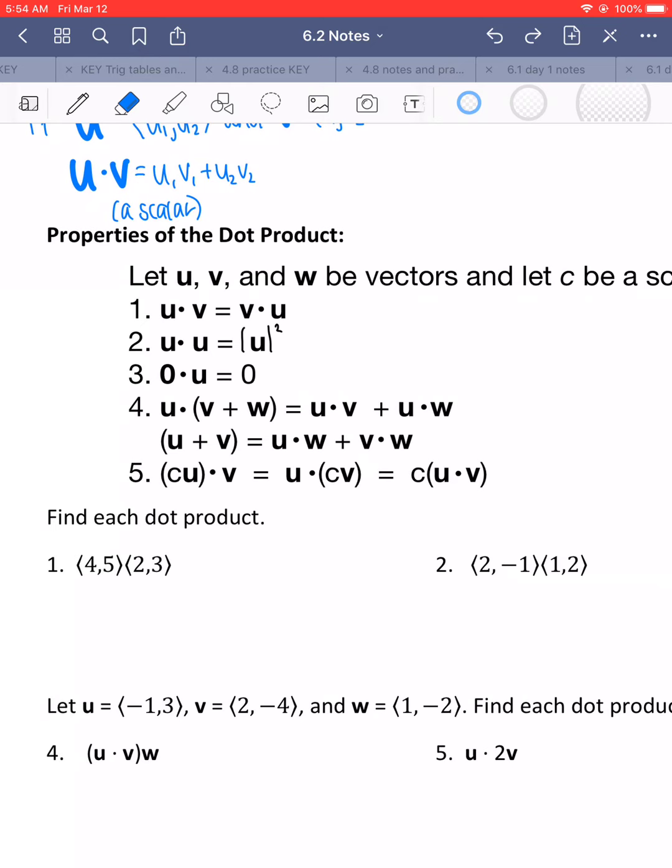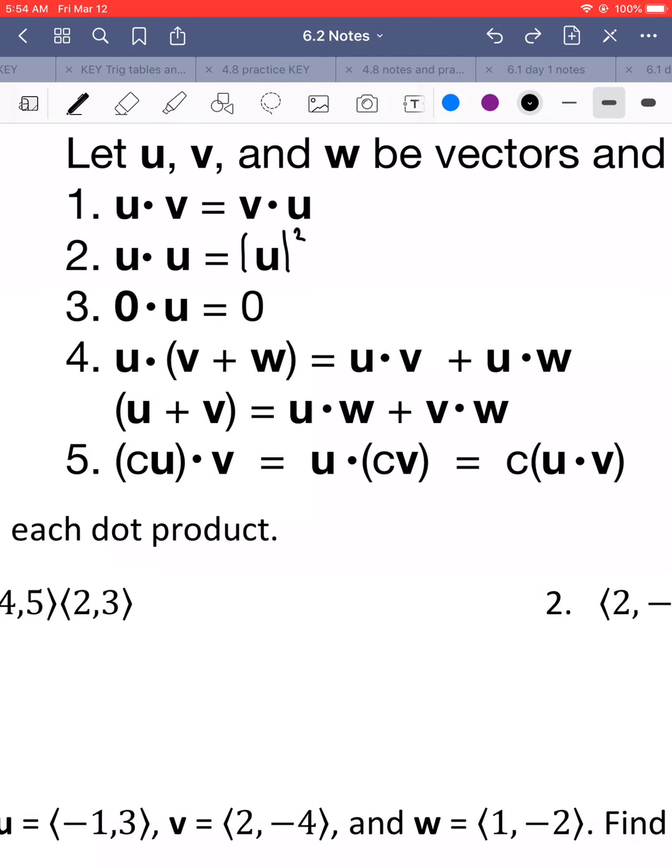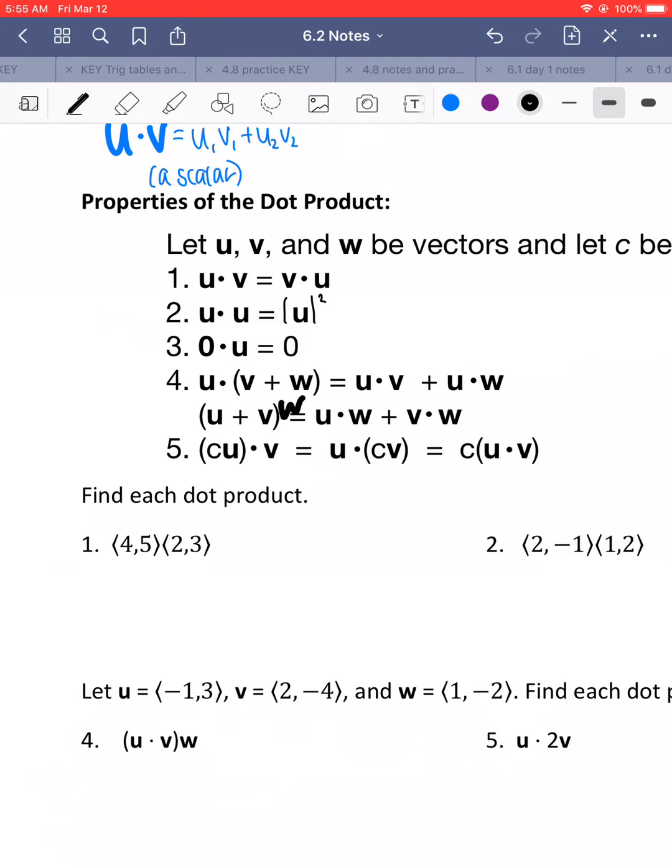Number 4 is basically your distributive property. If you have vector u being multiplied by the sum of v and w, then you're distributing the u to vector v and the u to vector w. Or vice versa. Looks like I missed a letter right here, vector w there at the end. If I had the w on the outside, or the end, it still distributes.